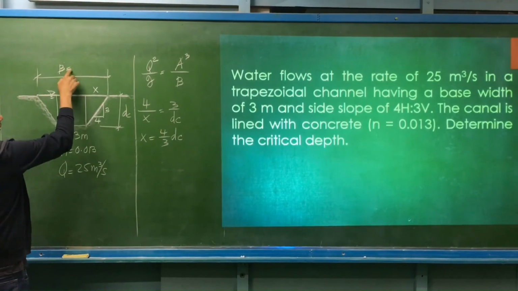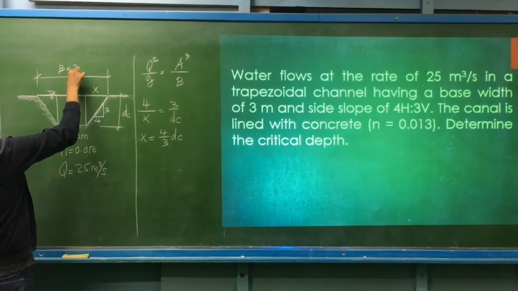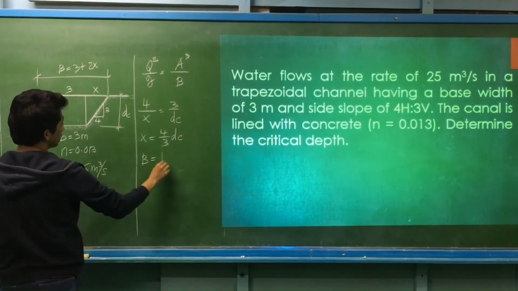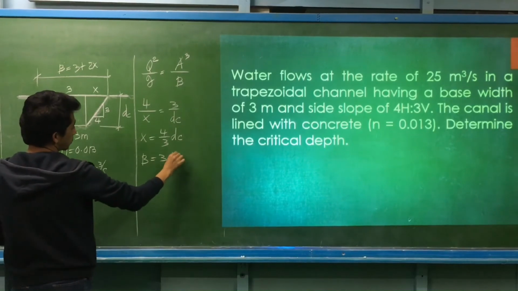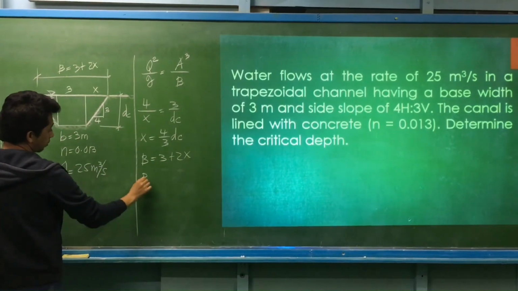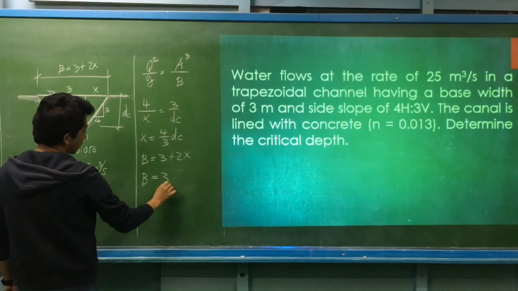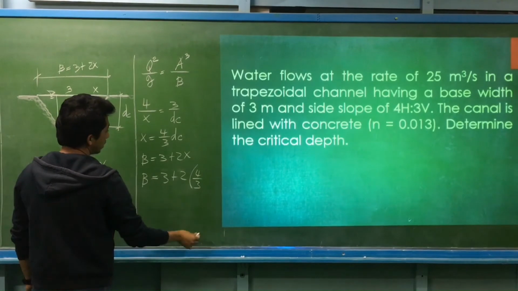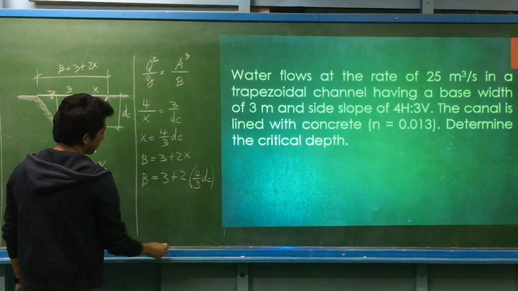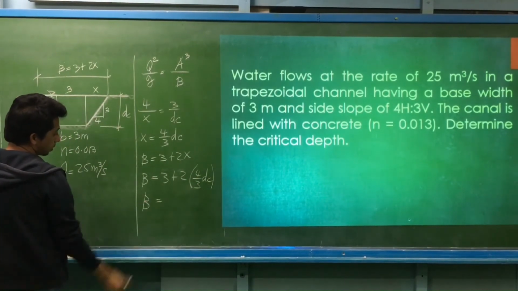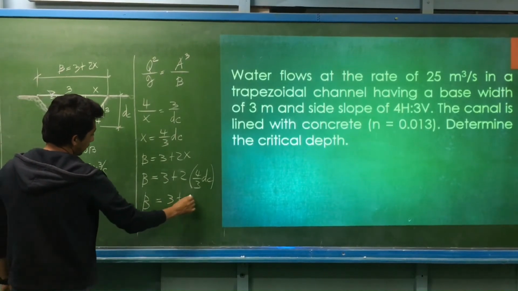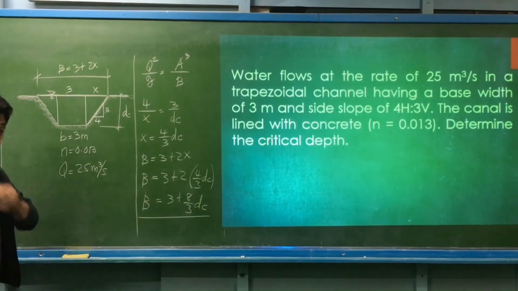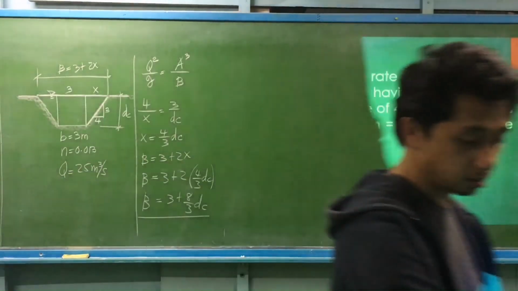So the value of the top base is 3 meters plus twice X. So you have the top base equal to 3 plus twice of 4 over 3 of the critical depth. So you have the top base is the same as 3 plus 8 over 3 of the critical depth. So that is the equivalent of the top base.